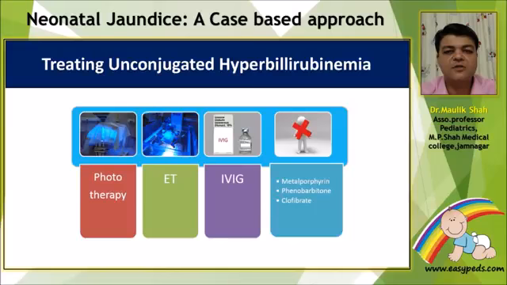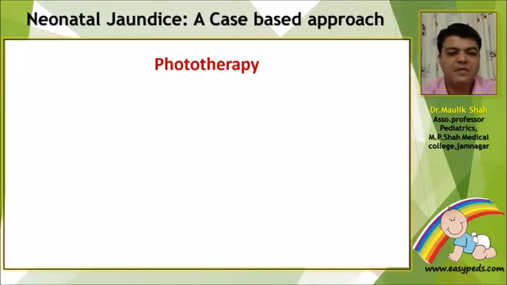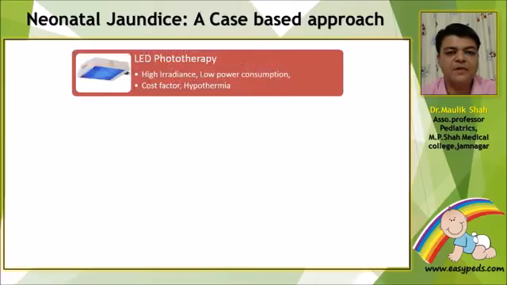Last are things which have been experimental, and there is not much evidence available to incorporate them as a real treatment through which we can gain something. They are metalloporphyrins, phenobarbital and clofibrate. We request not to use them till the evidence is available. Let's see now what the phototherapy recommendations are.